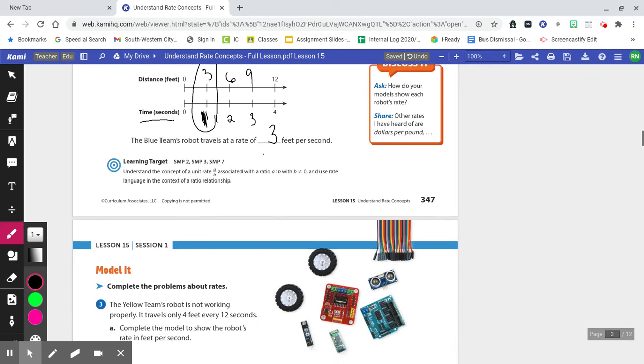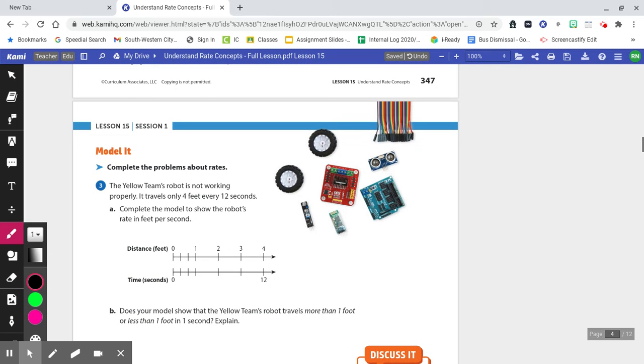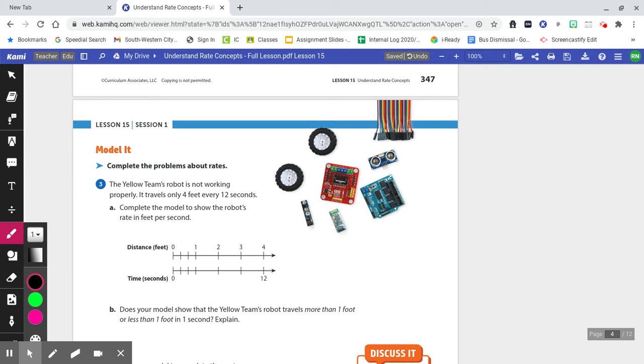Let's look at the next page. This poor yellow guy, the yellow team's robot is not working properly. It travels only 4 feet every 12 seconds. Complete the model to show the robot's rate in feet per second. So be careful as you look at the double number line. Where is my 1 second mark? And I want to see if you can figure out how far does my yellow team's robot travel in 1 second.